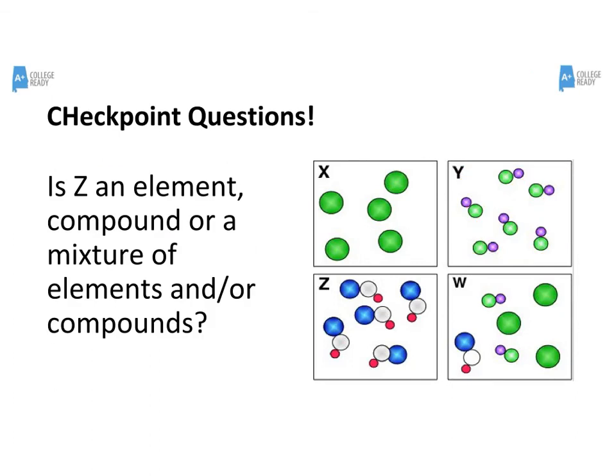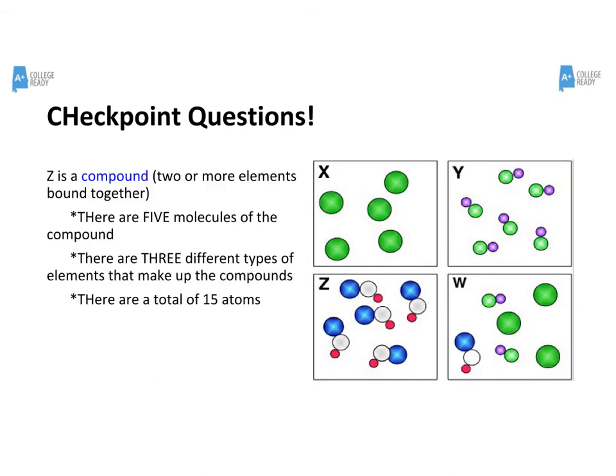Is Z an element, compound, or a mixture of elements and compounds? Z is also a compound. 2 or more elements chemically bound together. There are 1, 2, 3, 4, 5 different molecules of this compound. Each molecule is made up of 3 different types of atoms, so that any one molecule has 3 atoms. There are a total of 15 atoms in this box.